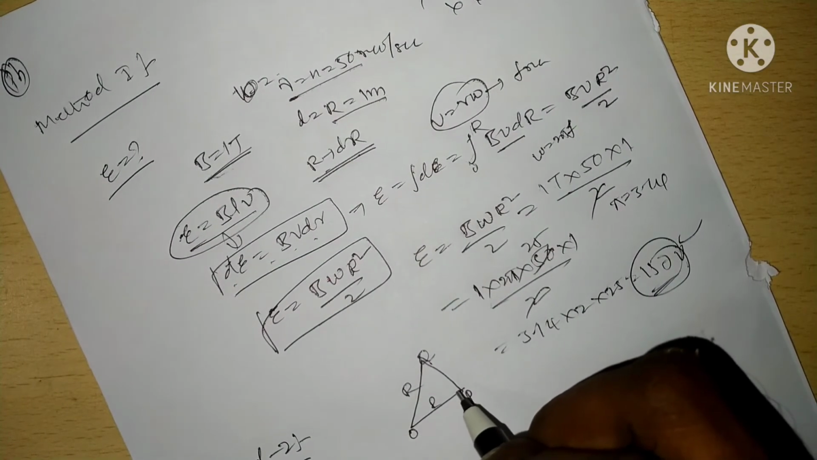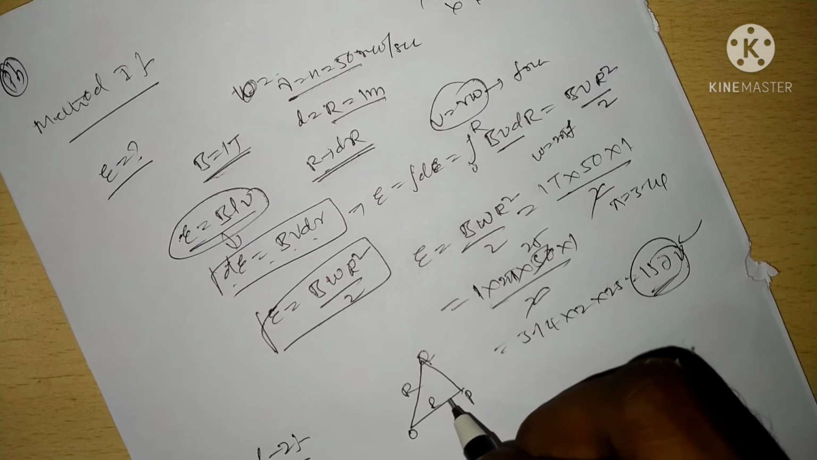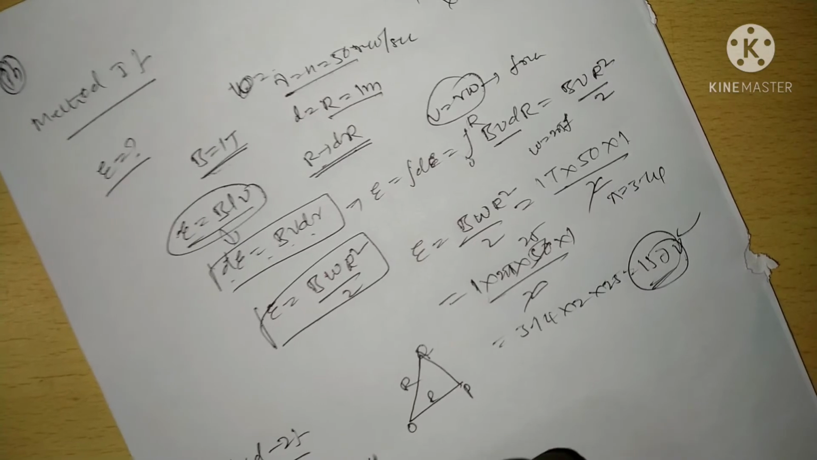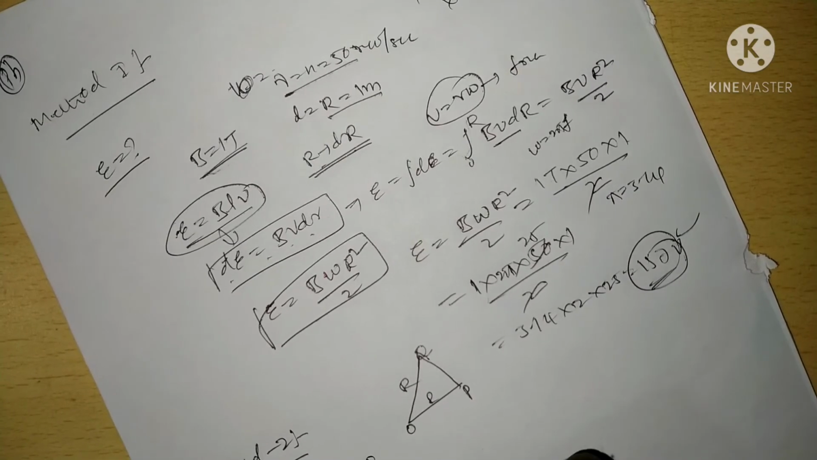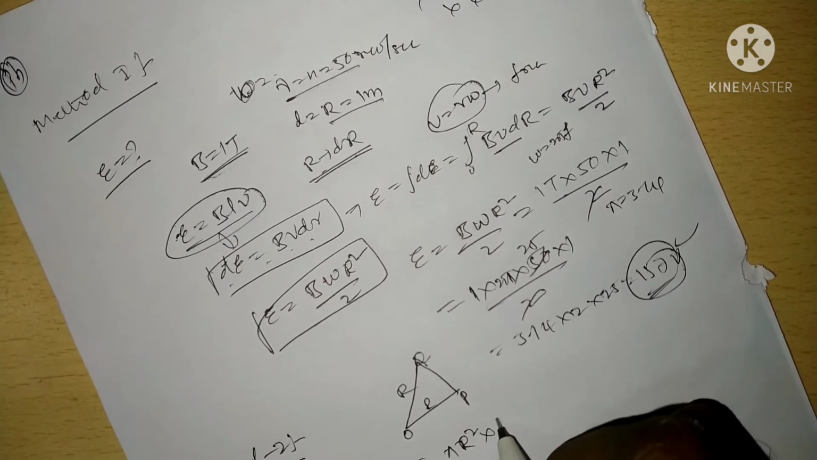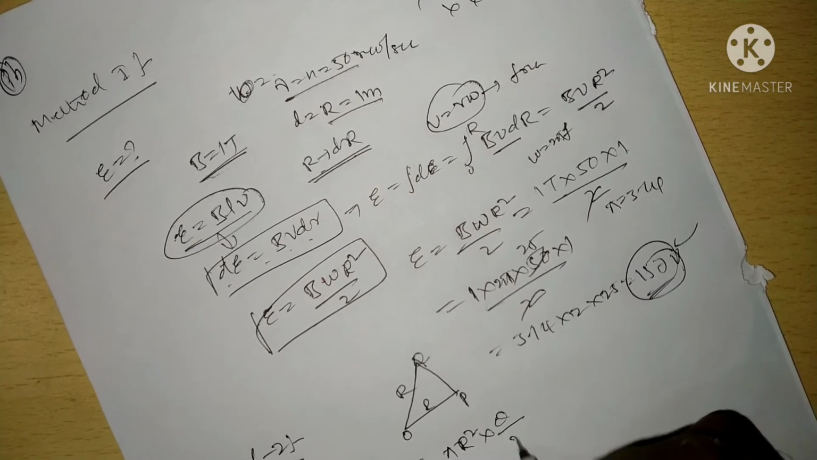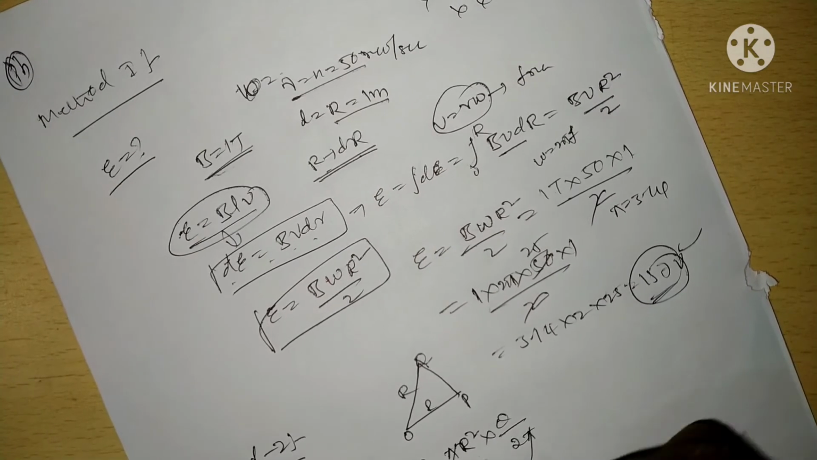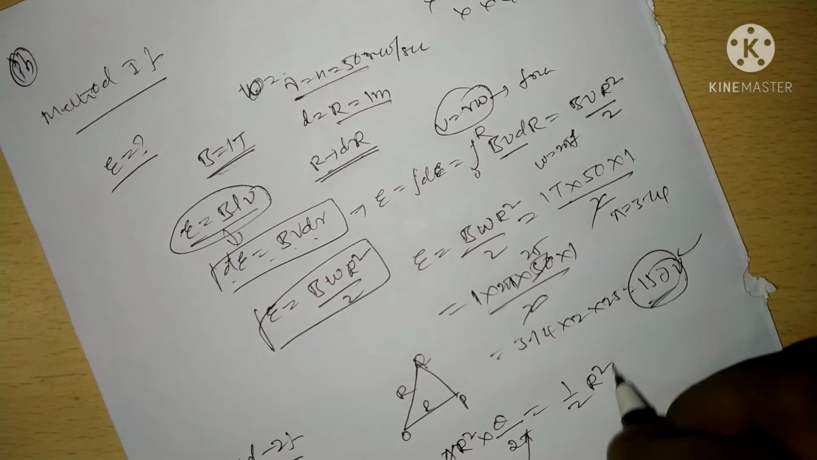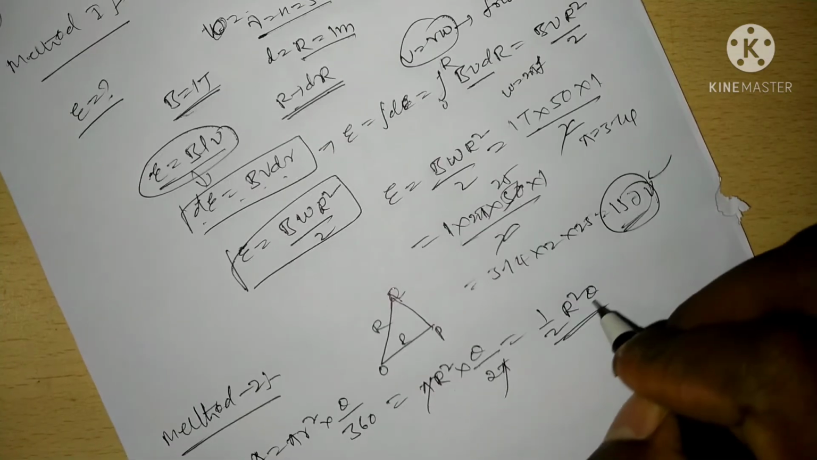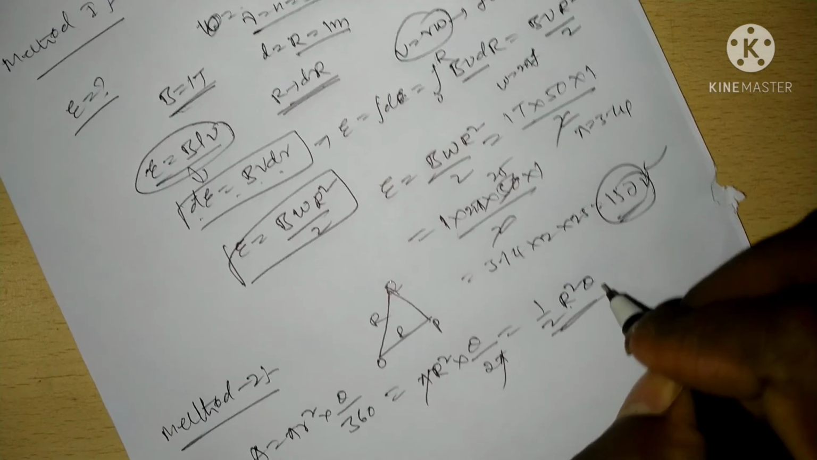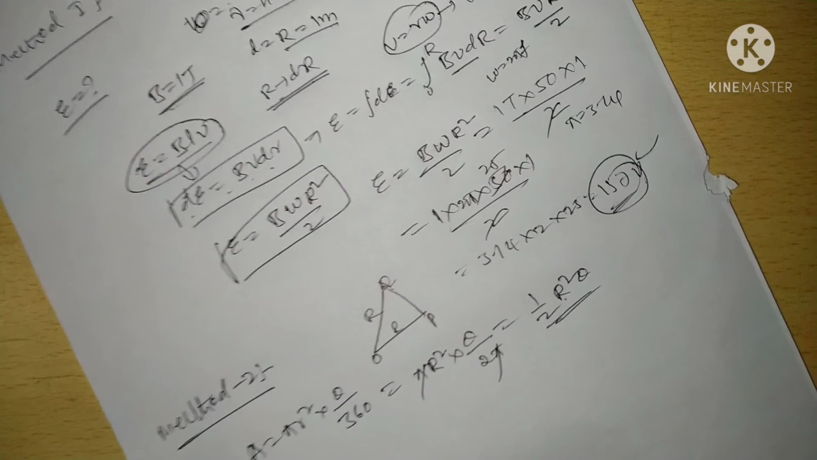From this you can find that the area of OPQ is equal to pi r square into theta by the total 360 degrees, that is pi r square into theta by 2 pi. Pi cancels, and we get 1 by 2 r square theta. You know the r value and the theta value, so substitute. We get the induced EMF.